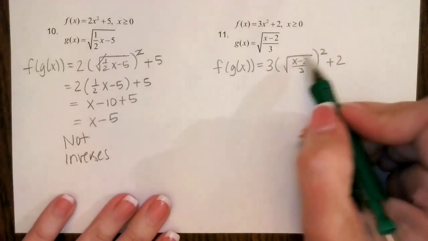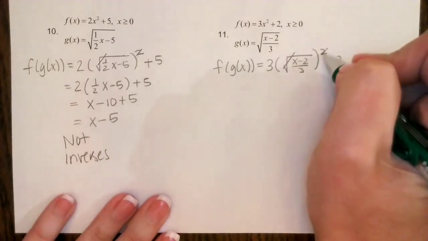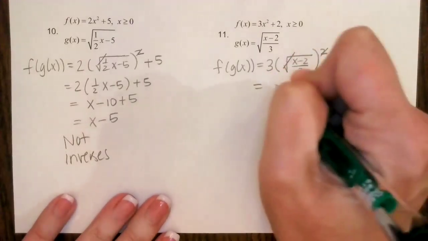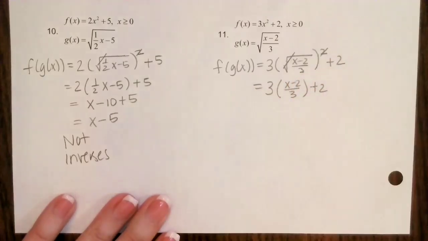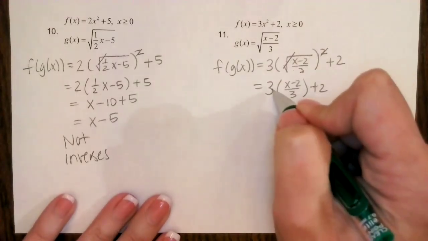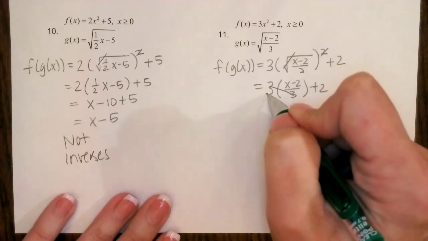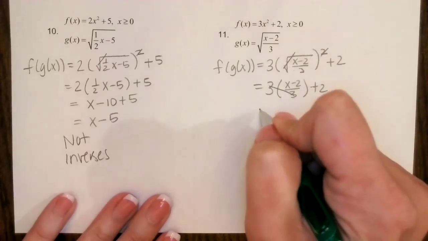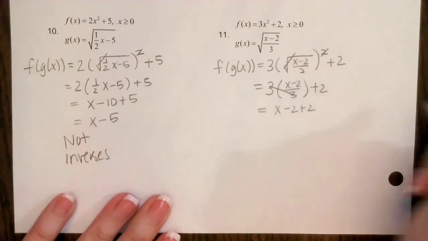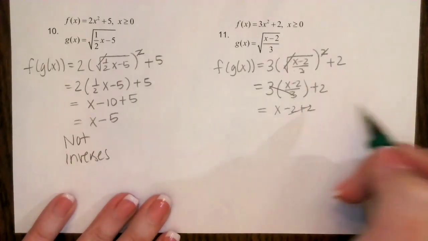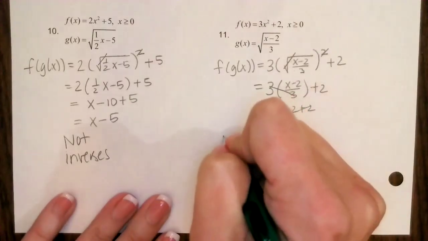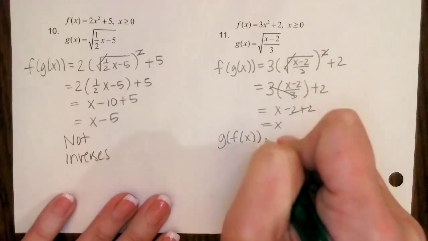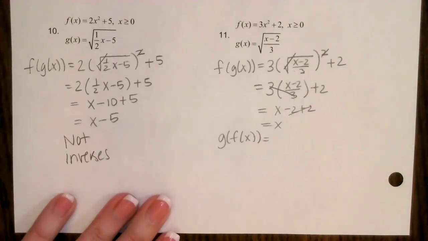Now we've got a square root and a square, and that's the only thing in there. So the square root and the square cancel. And so we get 3 times x minus 2 over 3 plus 2. The square root and the square canceled. 3 and 3 are going to cancel now because this is in the denominator, this is in the numerator. And we get x minus 2 plus 2. Negative 2 plus 2 is 0, so that goes away, and we do have an x here. So this is quite possibly an inverse, so now I need to check my g of f of x.